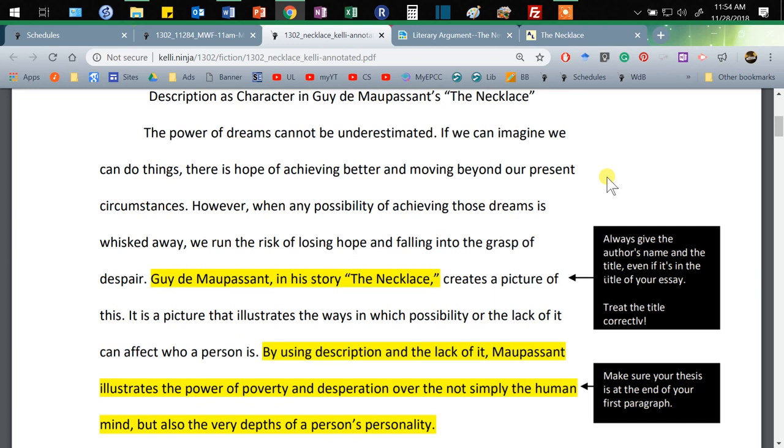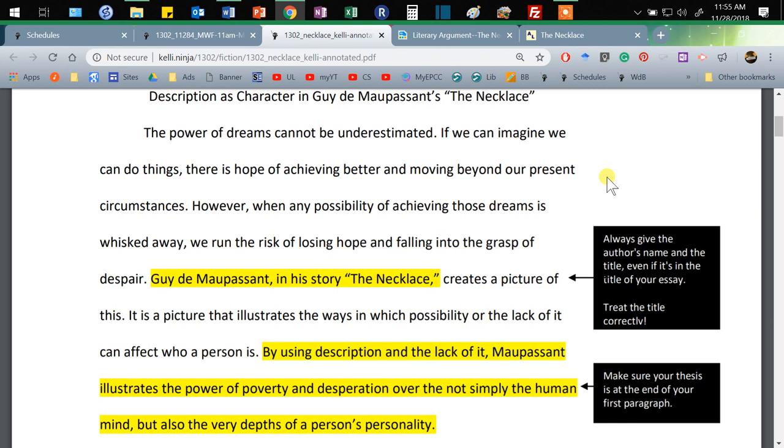Guy de Maupassant, so whole name first time, in his story, The Necklace. Even though that's in my title, your paper needs to be able to stand without your title. So don't start by saying "in this story," because every teacher is going to write, which one? Okay. In the story, The Necklace creates a picture of this. It is a picture that illustrates the way in which possibility or the lack of it can affect who a person is. By using description and the lack of it, Maupassant illustrates the power of poverty and desperation, over not simply the human mind, but also the very depths of a person's personality.